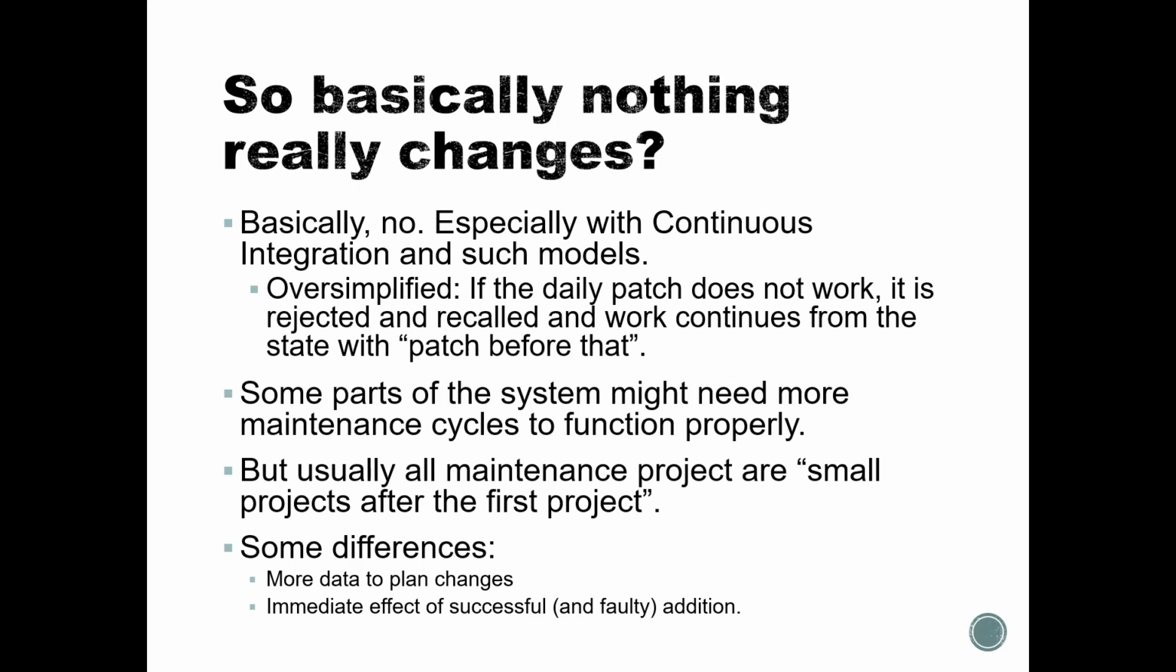Anyway, this also means that basically the maintenance projects are small projects after the first project. So the first project is the first delivered version, something that you can always send to your customers. And basically all the maintenance, whatever the type of the maintenance work is, is more or less just more of the same. But this time we already have something, we already have experiences on what our users might want or how the system behaves when it's out in the real world. So, of course, it means that we have more data to plan changes. We don't have to guess anything. We don't have to estimate anything. We see immediately if something happens. And, of course, it also means that if we have a successful addition, we get immediate feedback. And if we have a faulty addition, then we absolutely get immediate feedback. So customers complaining is a fairly good way of getting feedback on what actually broke.